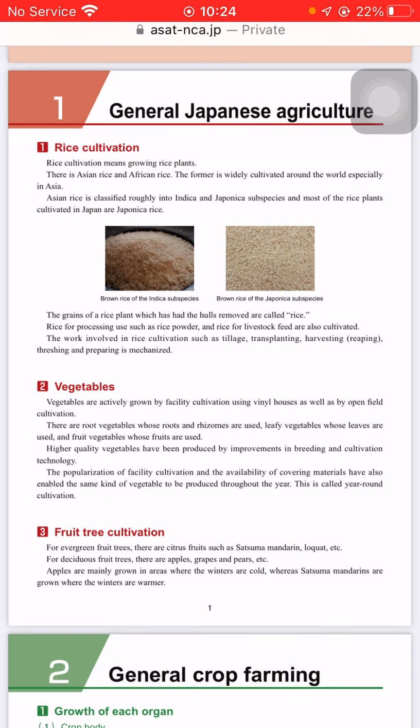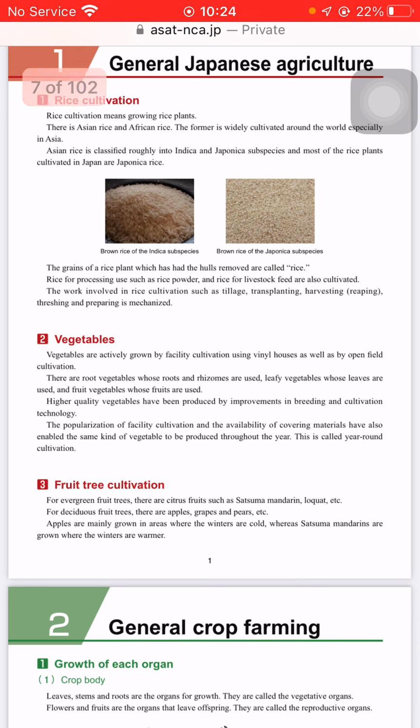The work involved in rice cultivation such as tillage, transplanting, harvesting, threshing and preparing is mechanized. Vegetables are actively grown by facility cultivation using vinyl houses as well as open field cultivation, like the traditional way.